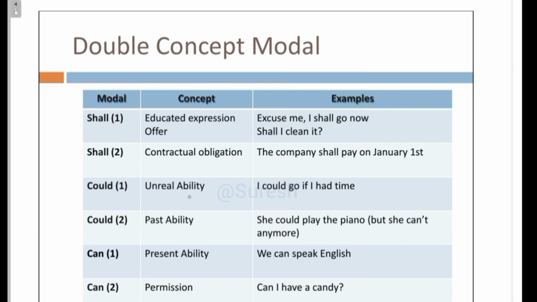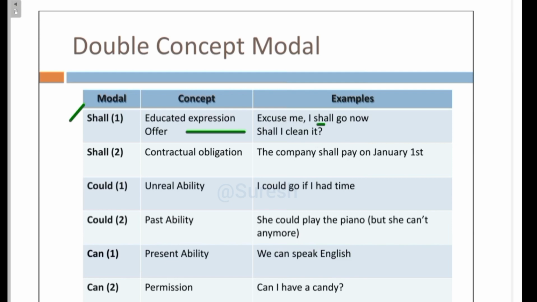Now particularly we talk about the shall concept. What is the concept? Educated expression offer. What is educated expression offer? You see the example, you will understand this very clearly, right? Shall, its concept is educated expression offer. And what is given in the example?